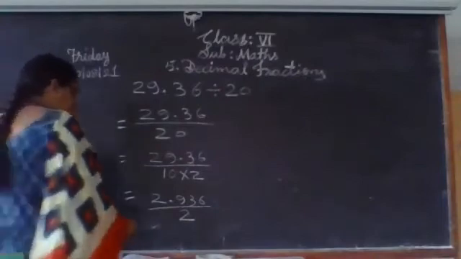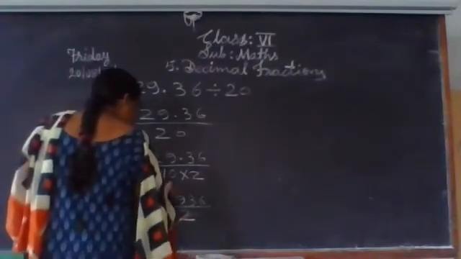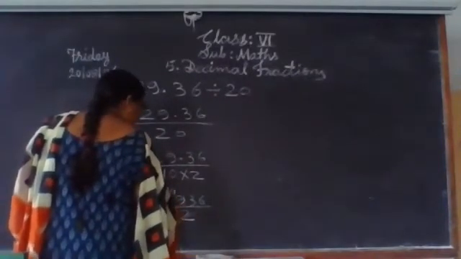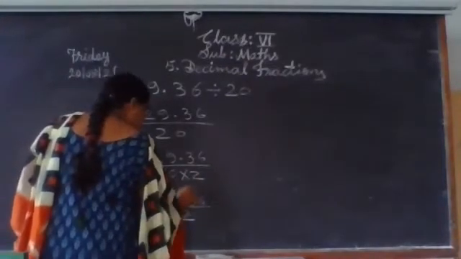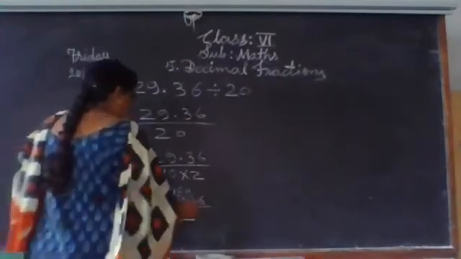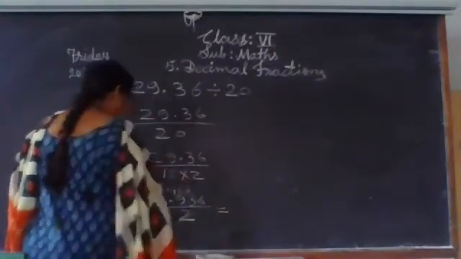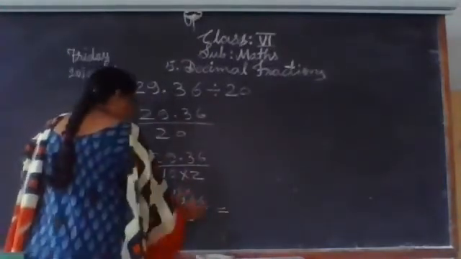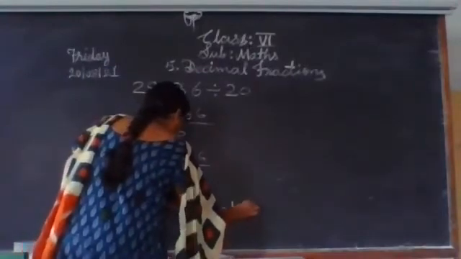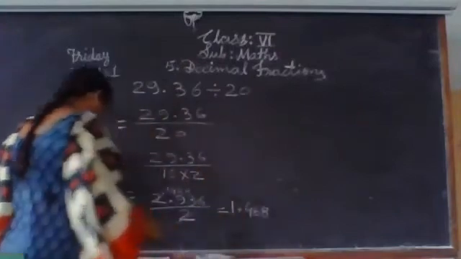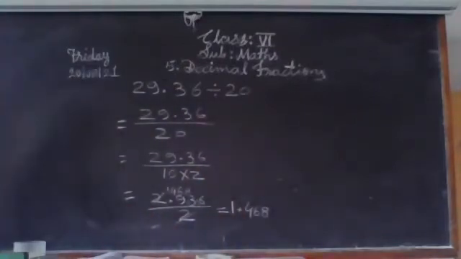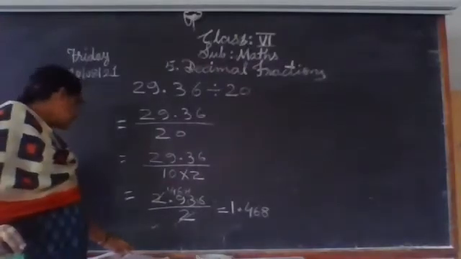Now divide. 2 1s are 2, 2 4s are 8, 2 6s are 12, and 2 8s are 16. So what is the answer here? 1.468. Got it, beta? Let's see one more example.